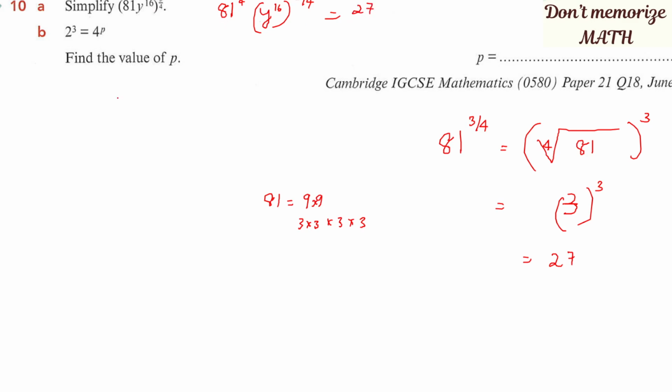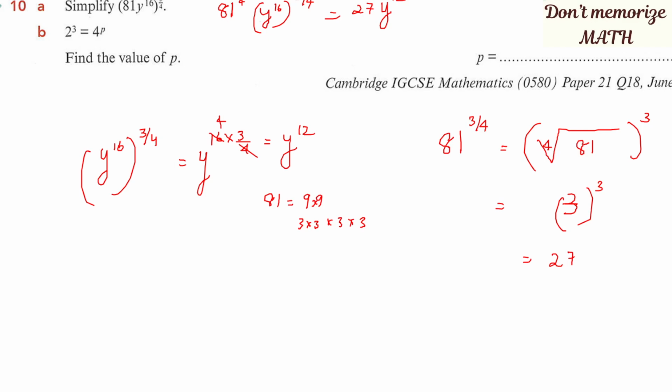So the answer here is 27. Then y raised to 16, whole raised to 3 over 4. When power and power come together, you can multiply the powers. So y raised to 16 times 3 over 4. 16 divided by 4 is 4. So now we have 3 times 4, that is 12. So the answer is 27y raised to 12.